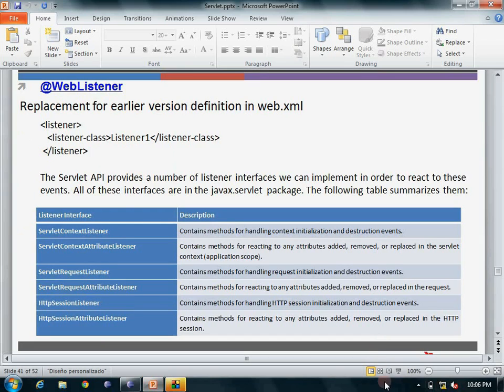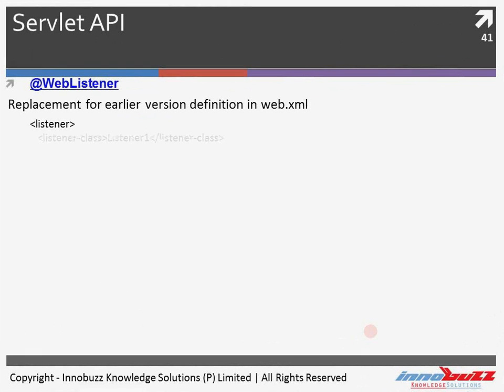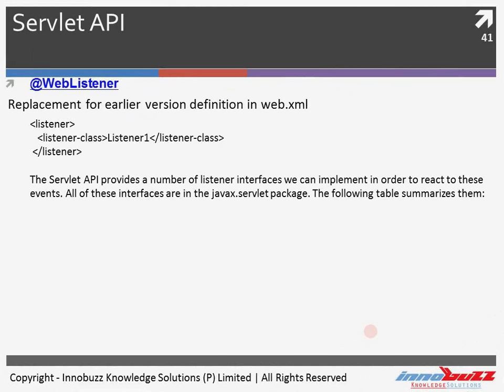Next is the web listener. So what is this web listener all about? Web listener was again one of the tags replaced in web.xml, called listener. This was again mentioned in the web.xml. Instead of giving a deployment descriptor, that is web.xml, we can give it using web listener within the class itself.